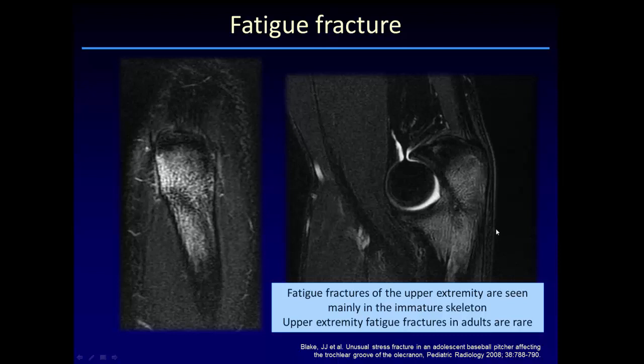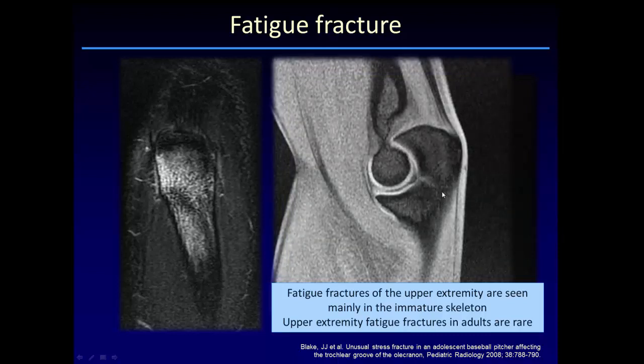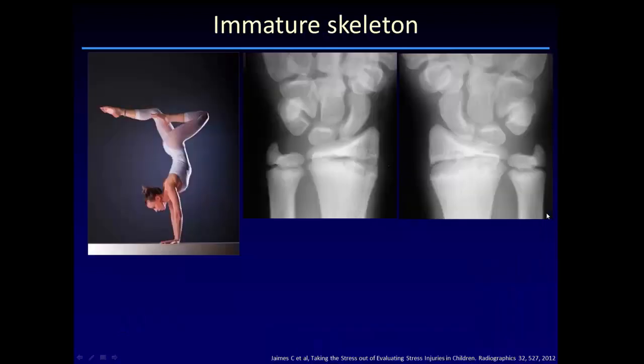This is a young adult, late teenager. The physes had almost closed, and this is an insufficiency fracture involving the olecranon. Here we can see the fracture line starting where the site of physeal closure is not yet completed. We can see this from American baseball.